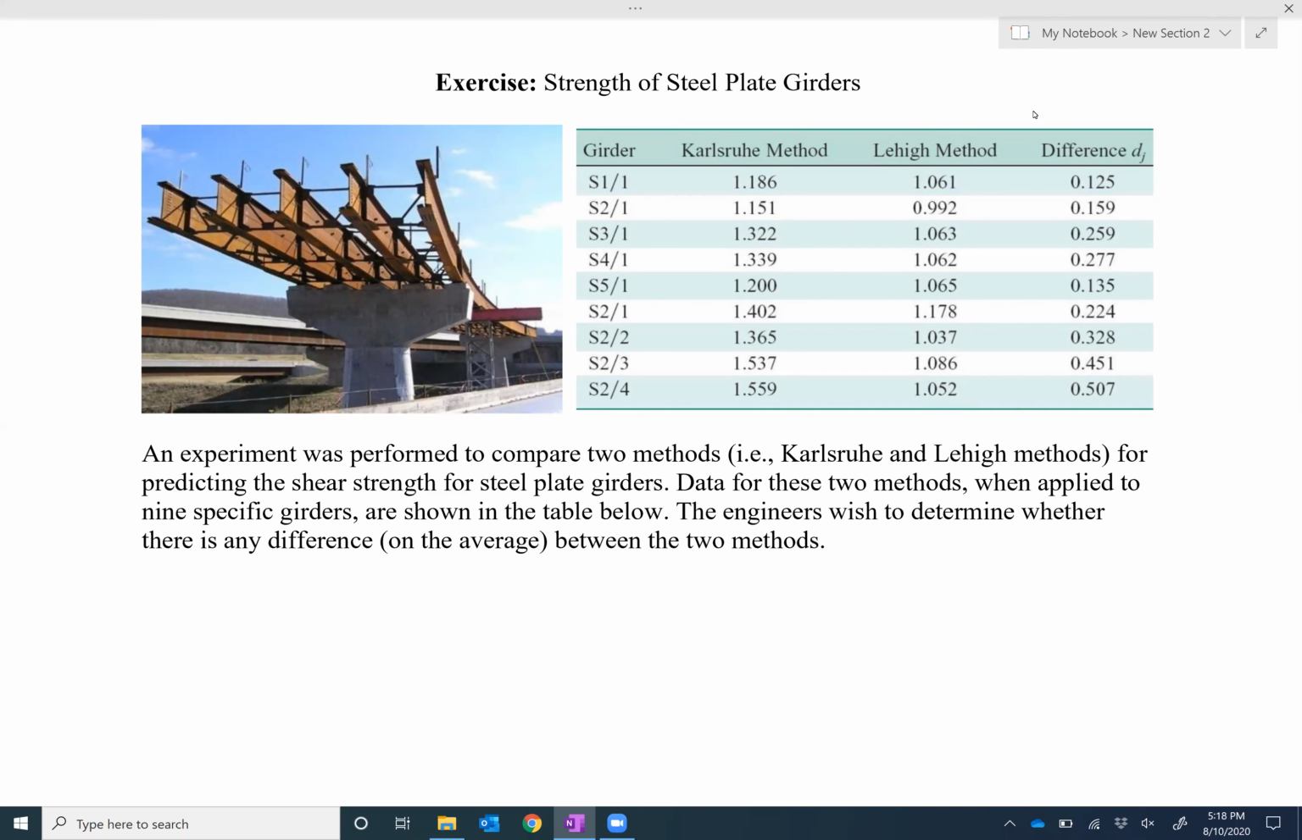So you see here how many girders we have: 1, 2, 3, 4, 5, 6, 7, 8, 9. Those girders, we're going to apply the two methods, method one and method two. So same girder, we're going to use two methods to predict the shear strength. That means it's paired, okay? And then we get the difference between these two methods. Now we want to determine whether there is any difference between these two methods. So this is a paired test.